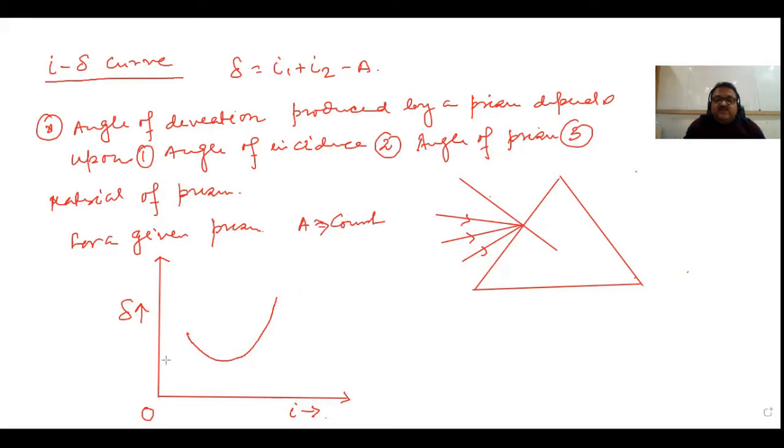Look, if I draw a line parallel to the I-axis, touching the bottommost point of the curve, that is the point at which delta is minimum. This happens for a particular value of angle of incidence. This I is a special angle for which delta shows minimum deviation. If you watch this curve carefully, before this I, delta decreases, and after it, delta increases. So this is the position at which deviation is minimum, and this is the angle for which deviation produced by the prism is minimum.